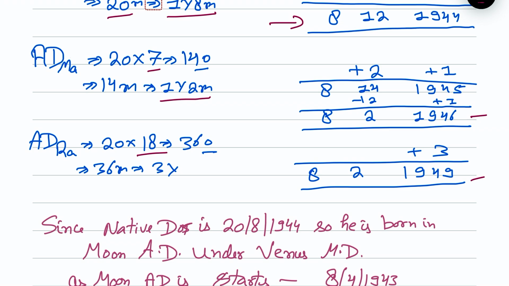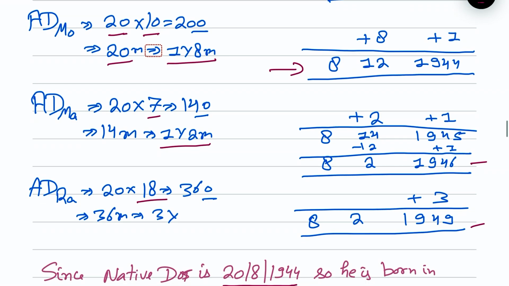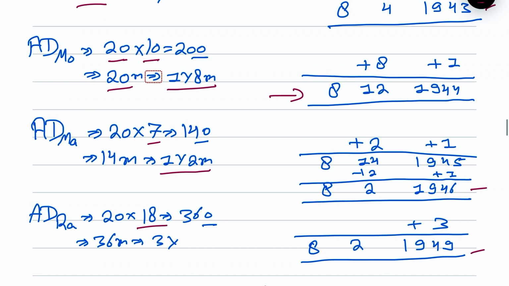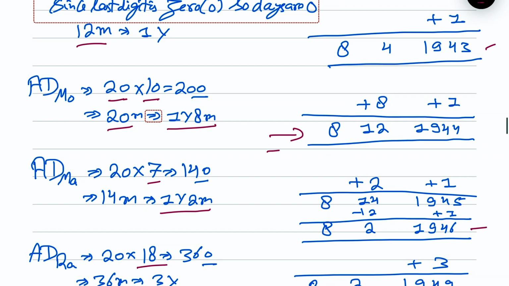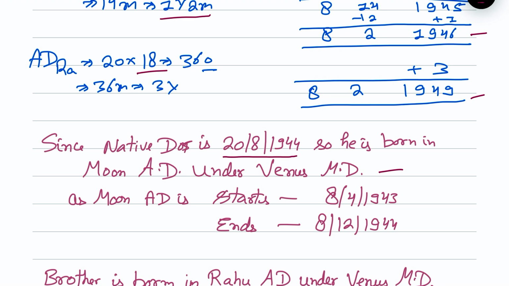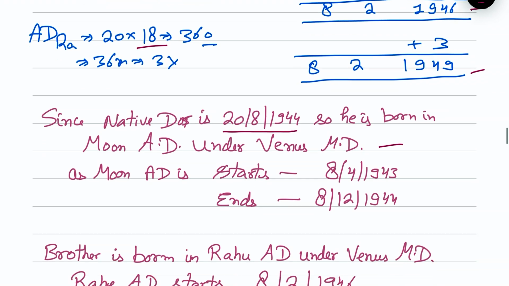Note, we have to do the calculation for the Antardasha only till where our event lies. Since the native was born on 28/1944, we could have ended it here if it were for the native only. The native was born in Venus Mahadasha and Moon Antardasha, as the Moon Antardasha started from this through this.